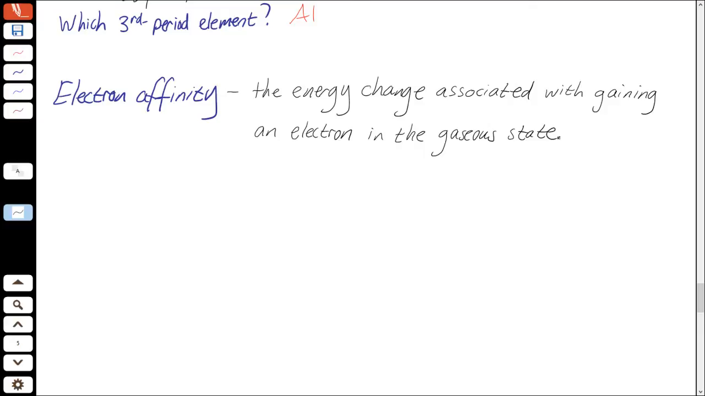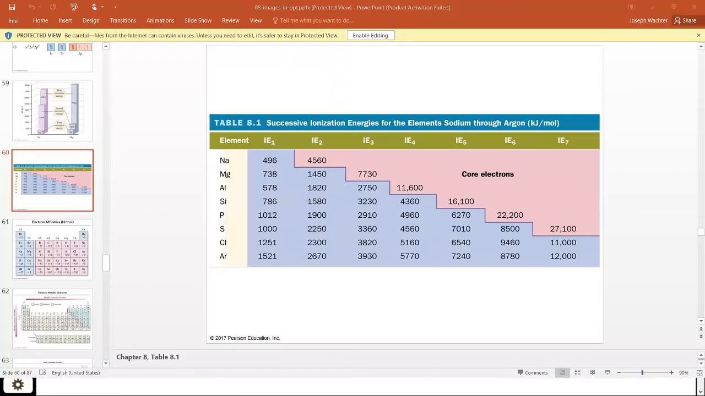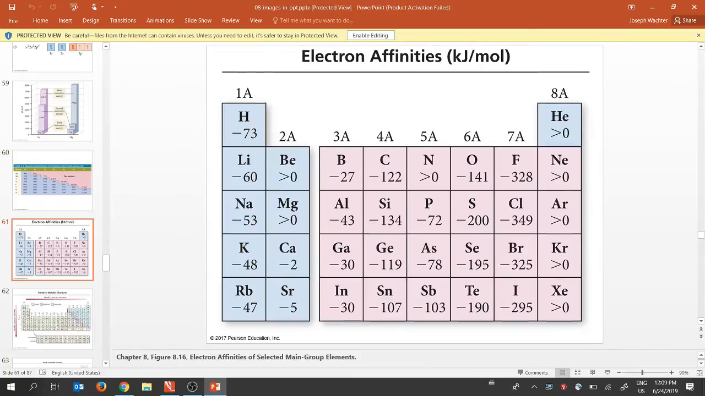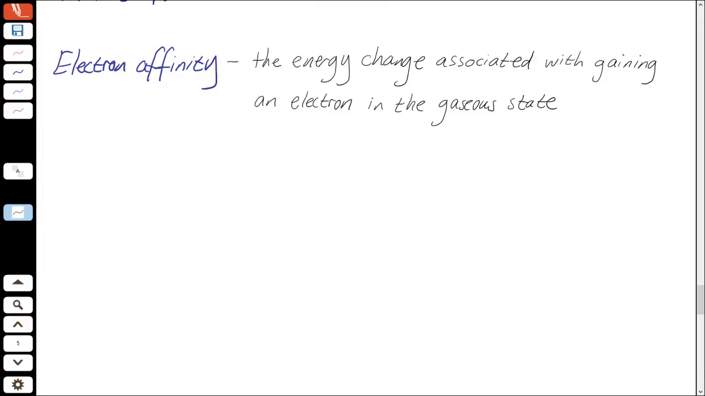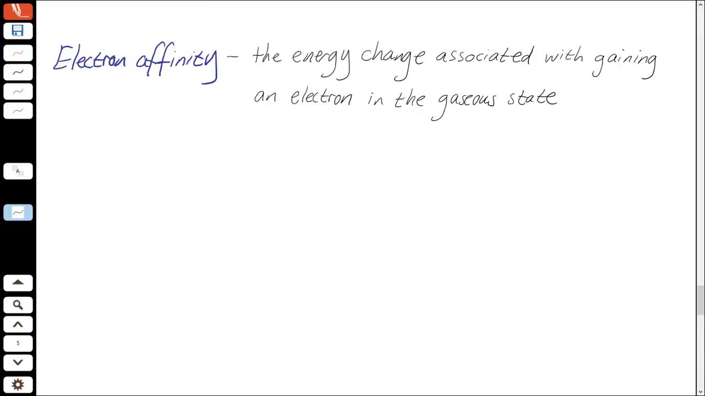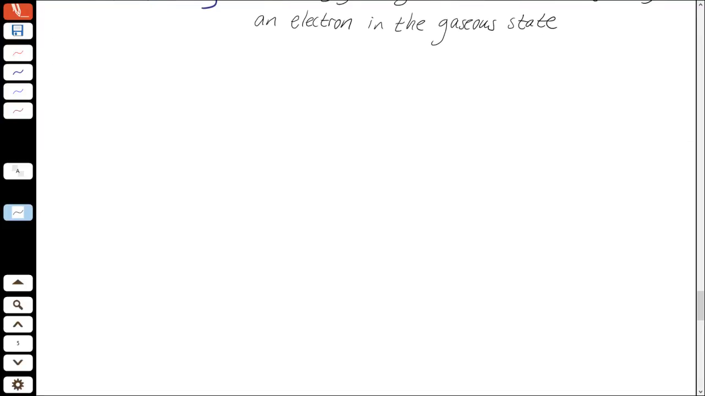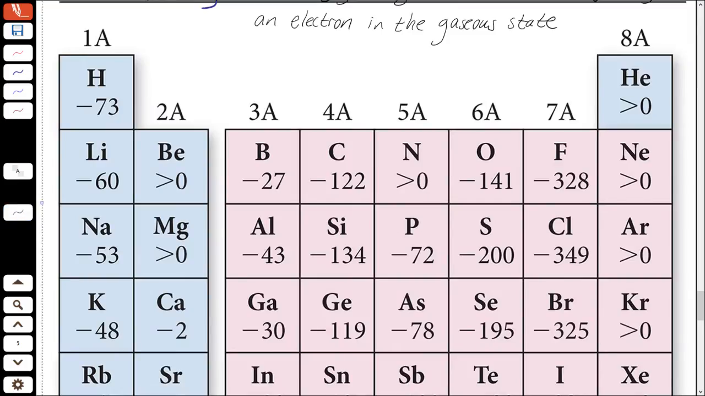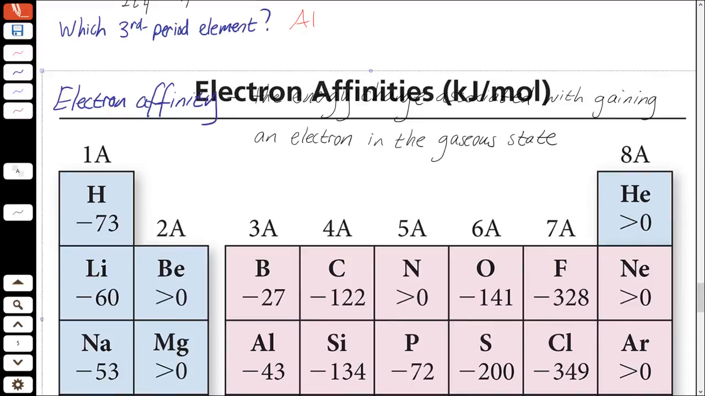Negative values means that it has given off energy by gaining an electron, and positive values is essentially saying this atom has no electron affinity. It doesn't want an electron. It doesn't gain anything by getting that electron, or it just won't do it. So here's a chart of some electron affinities. We don't even bother with most of the periodic table because metals, specifically transition metals, tend not to really have any electron affinities. They're mostly positive.